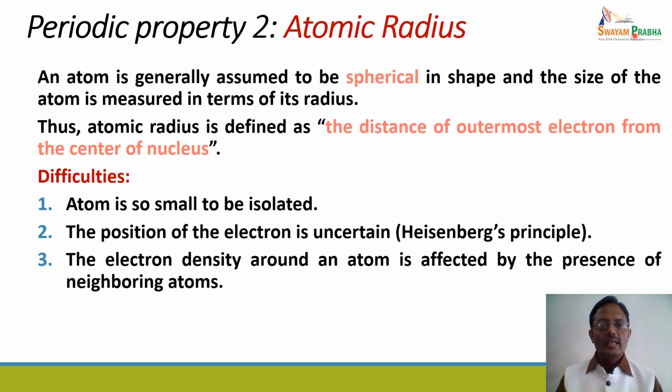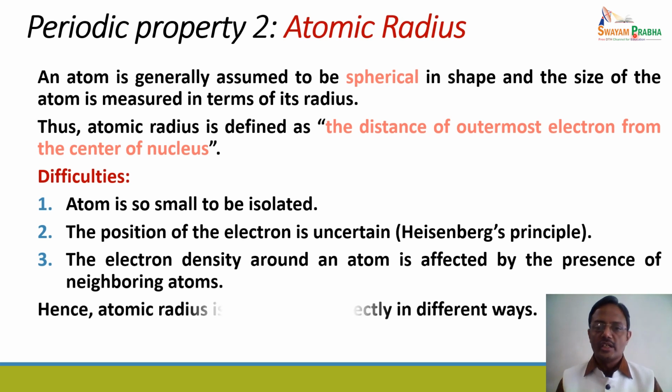And thirdly, the electron density around the atom is affected by presence of neighboring atoms. Whenever any atom comes in close proximity of some other atom, it affects the atomic electron density or electron charge density, and as a result, for one particular compound, the radius will be different. For different compound, the radius will be different because of the effect of the other atom which is associated with the atom under consideration. So these are the problems with atomic radius determination in the experimental manner.